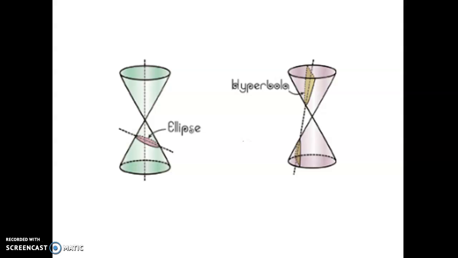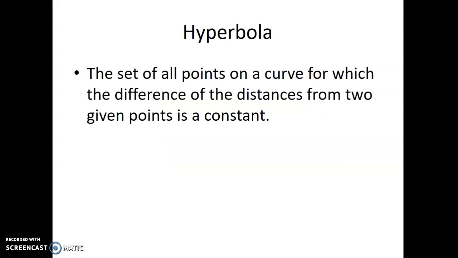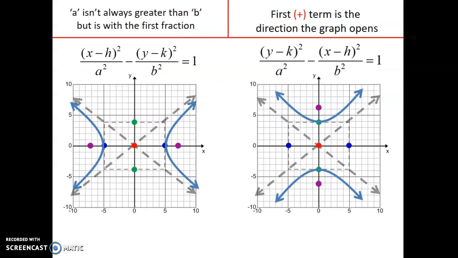A hyperbola is basically just a slice out of the two conic sections at the same time. It looks like they're both parabolas. Okay, combined they make a hyperbola. Okay, here's the definition of a hyperbola, but let's move on.